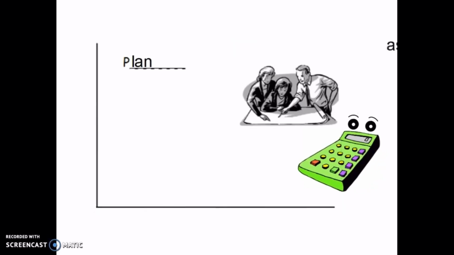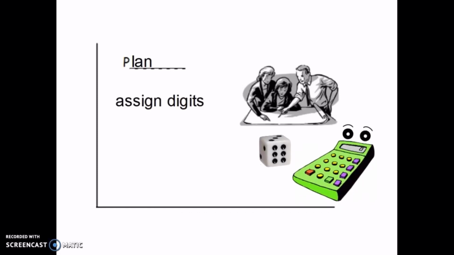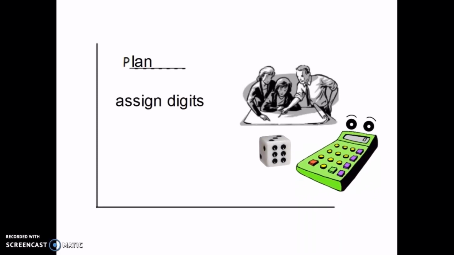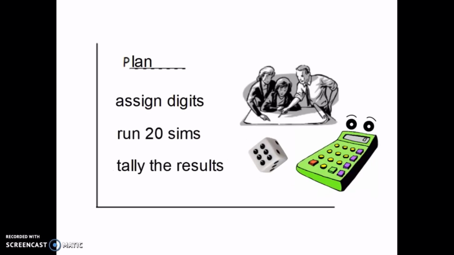You have to give a detailed explanation of the plan. You have to assign digits. How can we use dice? Or maybe like a digits table. Or even a calculator to represent 33%. For our simulation, we will run 20 simulations. After that, we can also tally the results.